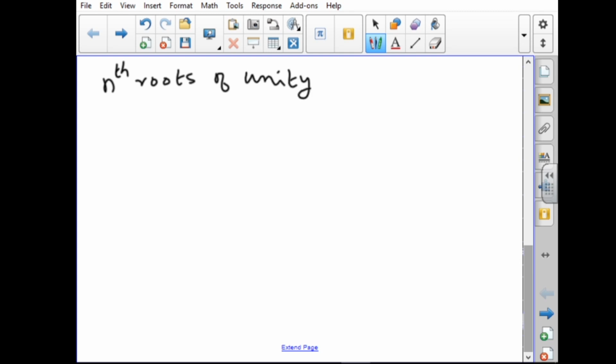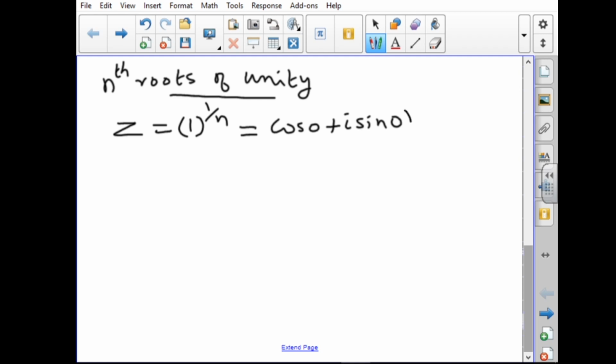Nth roots of unity. So, unity is nothing but 1. So, z is equal to 1 power 1 by n. What is the first step? Write in polar form. So, writing in polar form, 1 is cos 0 plus i sin 0.